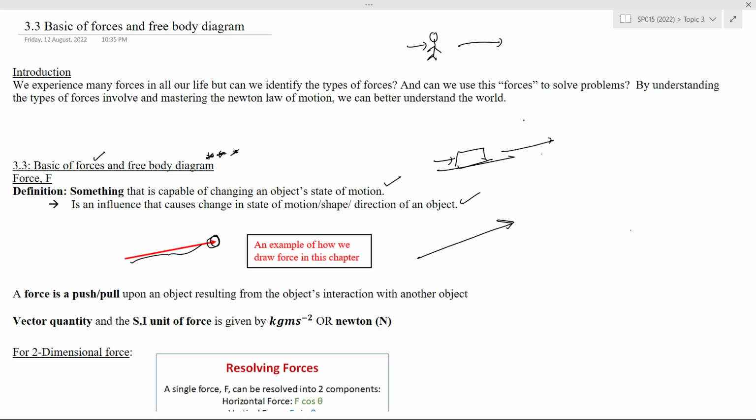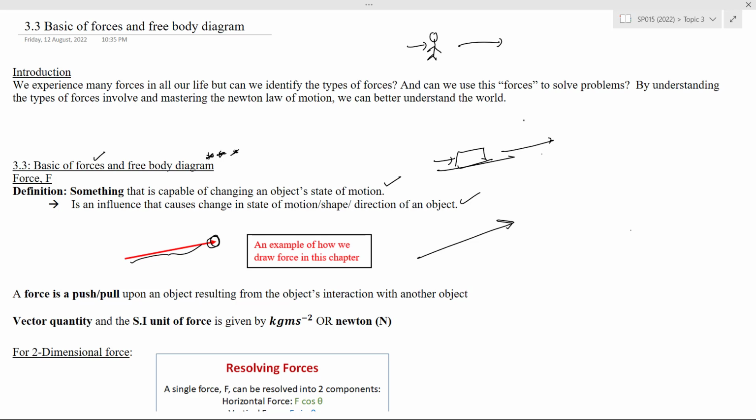Okay, ciri-ciri force ni is simply a push and pull. Okay, push tu apa? Tolak, pull tu kita tarik. Sebab bila kita tolak dengan tarik, kita actually boleh menyebabkan suatu benda tu bergerak. Okay, kita tarik orang daripada dia berdiri, dia bergerak ke depan. Kita tolak, dia bergerak ke belakang. Okay, so itu ciri-ciri dia.